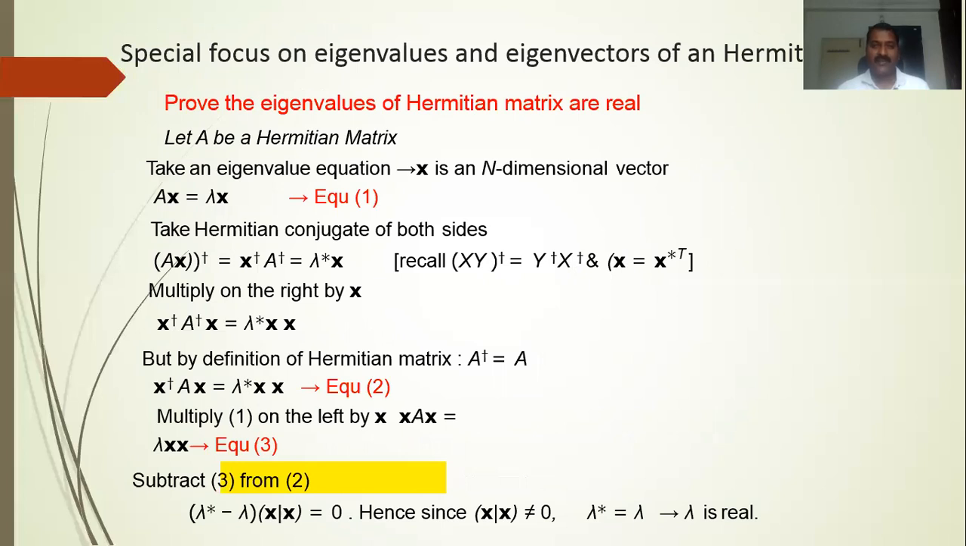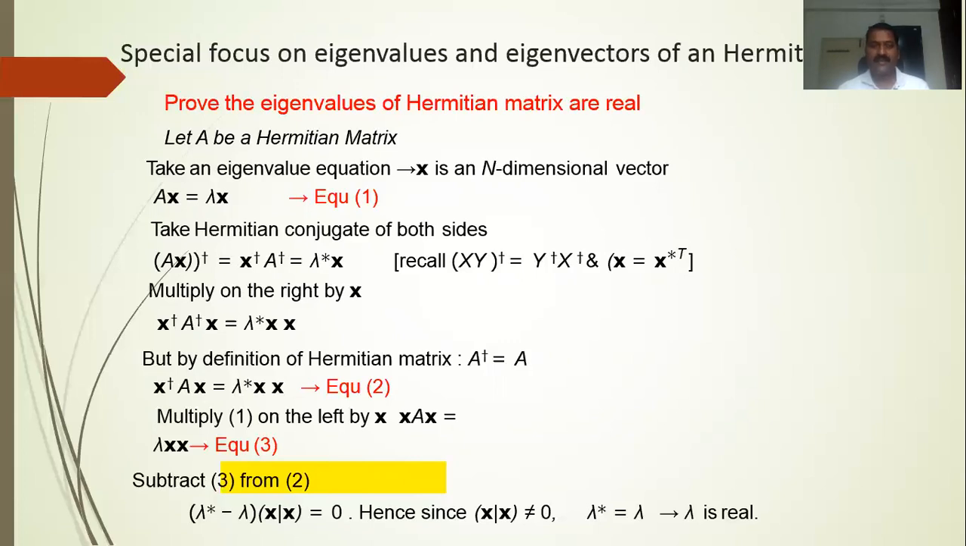Eigenvalues and eigenvectors of a Hermitian matrix are always real. That is the basic reason we love Hermitian, or symmetric, matrices. The same proof you can apply for a Hermitian. We are proving it for a general matrix, so automatically it holds good for a symmetric matrix. Let A be a Hermitian matrix.